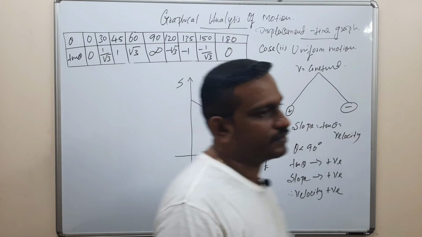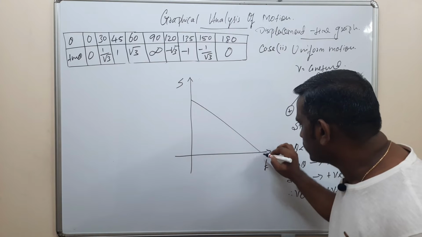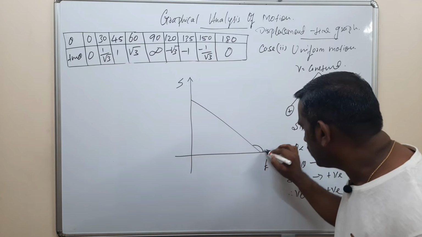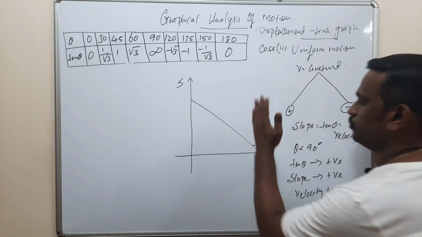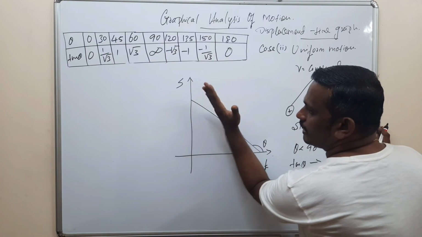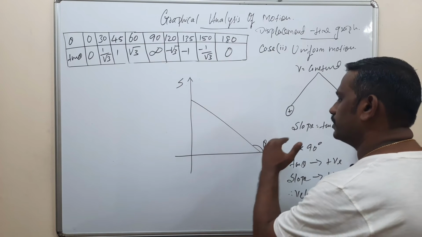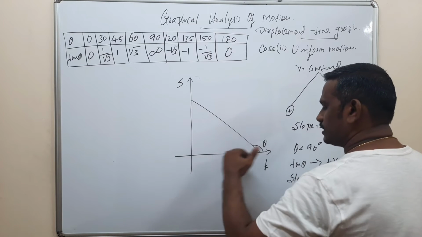So this is the graph, displacement time, velocity, displacement time graph. So what is the slope of this curve? Yes, theta. So this is 90 degree. So when it goes like this, that is greater than 90 degree. So slope, that is 0, that is horizontal, 0.